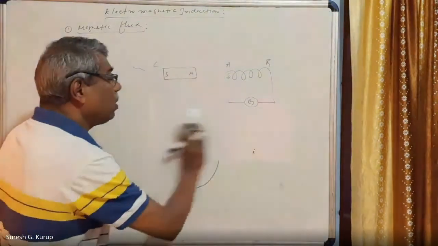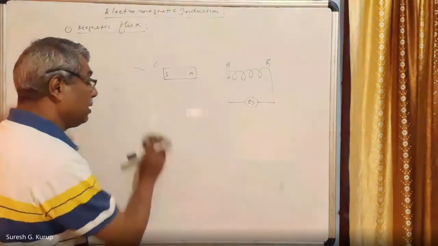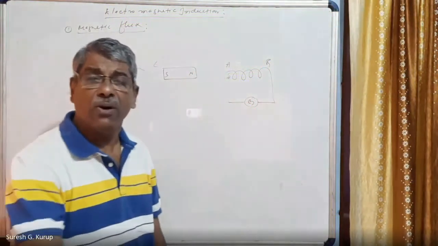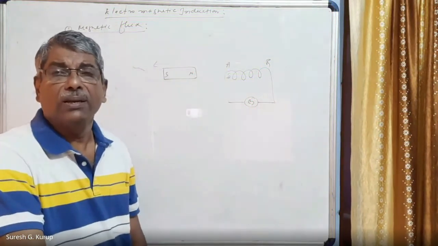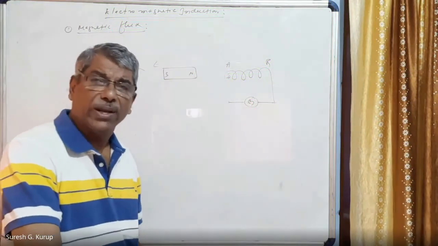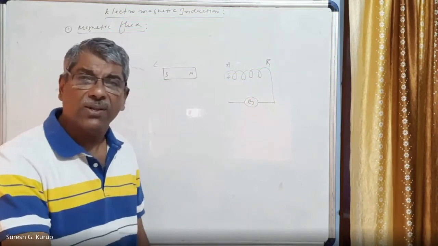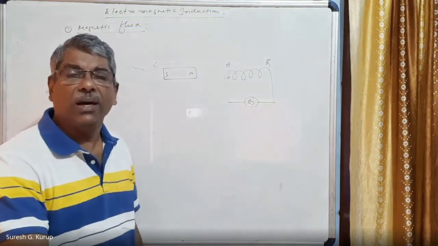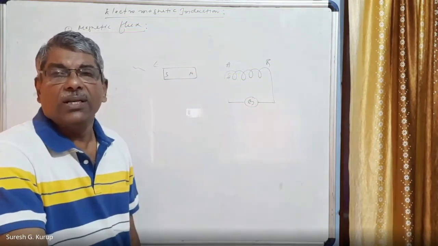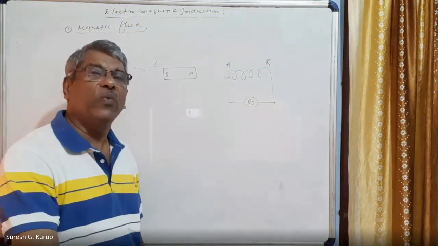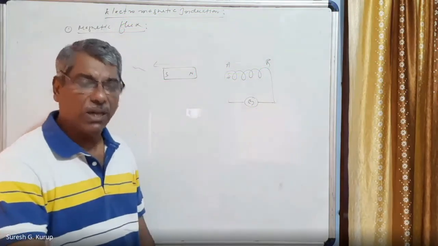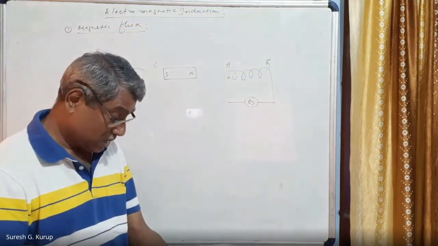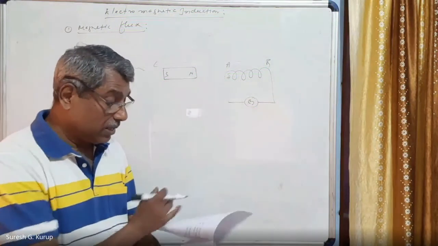Using flux we can explain Lenz's law, with the help of EMF also we can explain it, and using current also we can explain it. So Lenz's law says that whenever there is a change in flux linked with a coil, the induced EMF is such that it opposes the very cause of production of the EMF in the coil. So Lenz's law is very important.